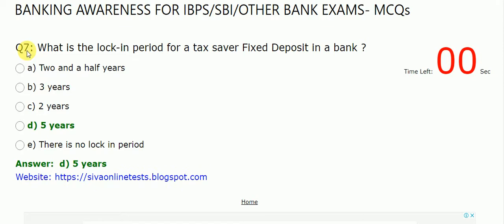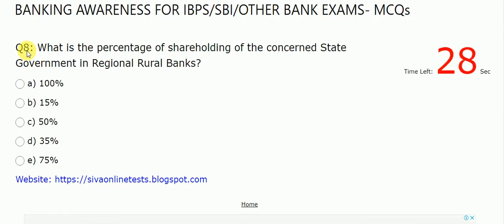Question 8. What is the percentage of shareholding of the concerned state government in regional rural banks? Options. A. 100%. B. 15%. C. 50%. D. 35%. E. 75%. Answer. B. 15%.